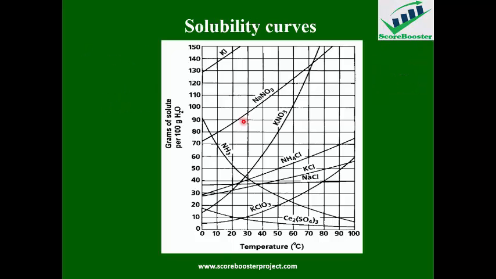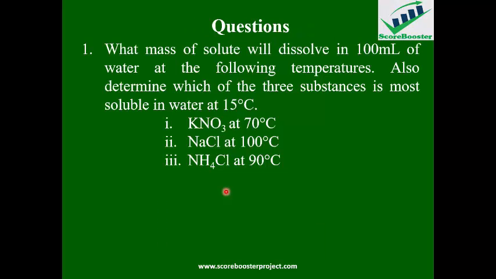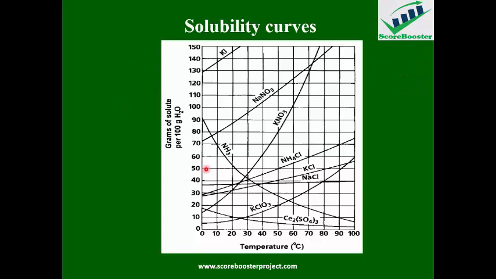At 15 degrees, we go to 15 degrees. This is in between the two here. So out of these three: potassium nitrate, sodium chloride, and ammonium chloride. This is potassium nitrate, this is ammonium chloride, this is sodium chloride.